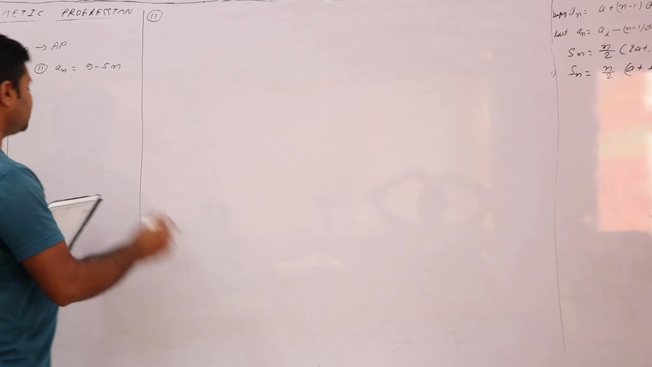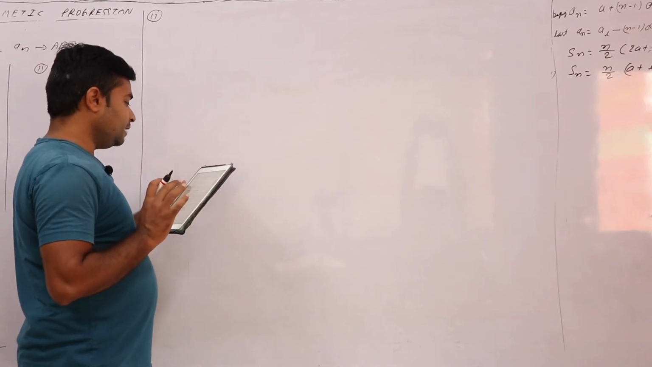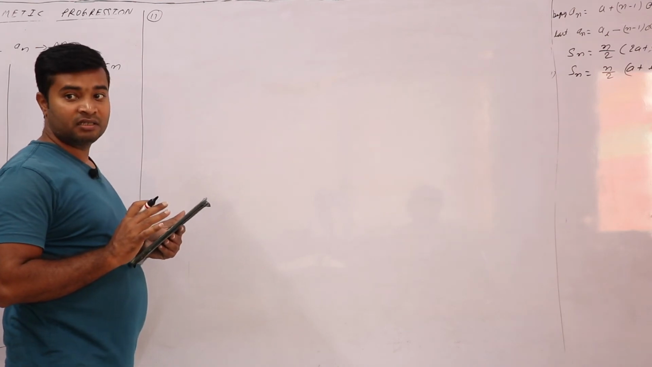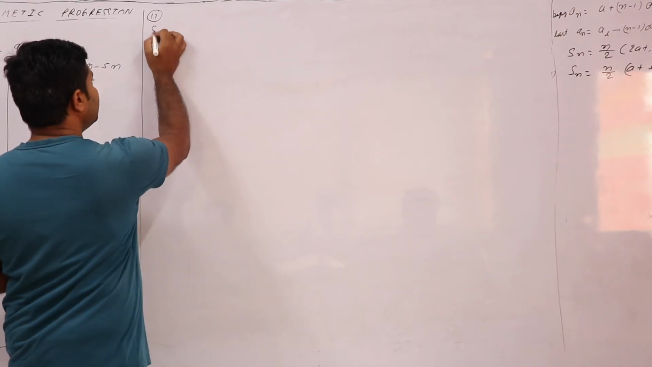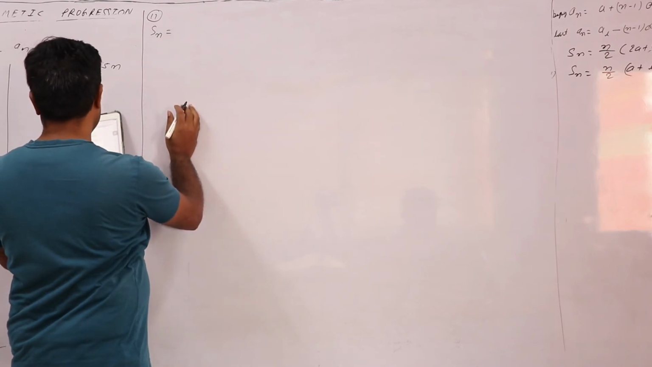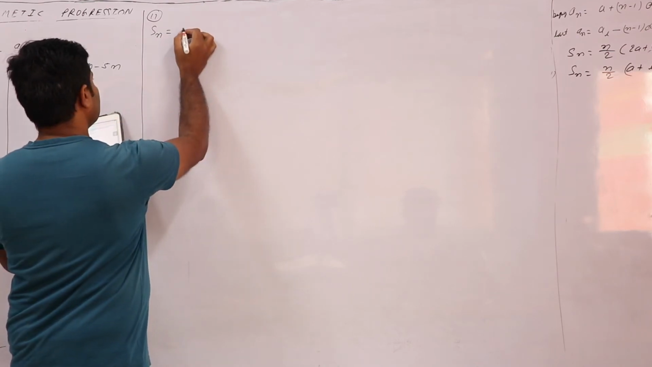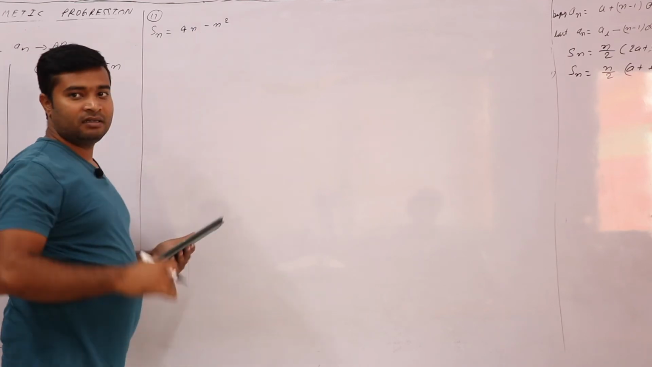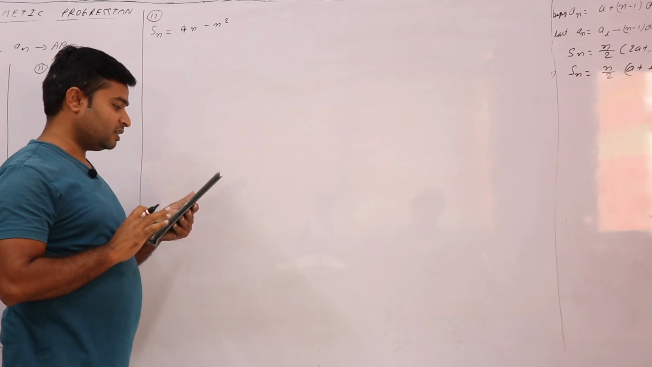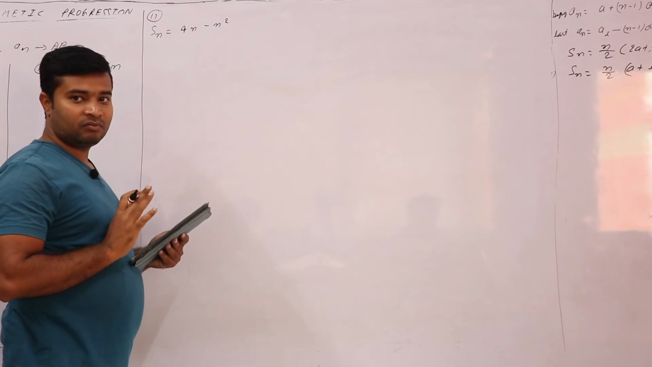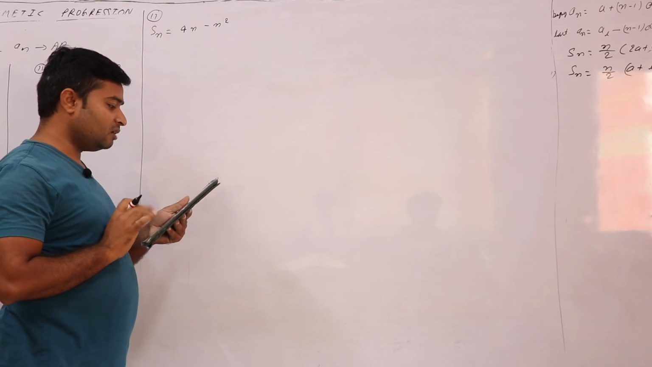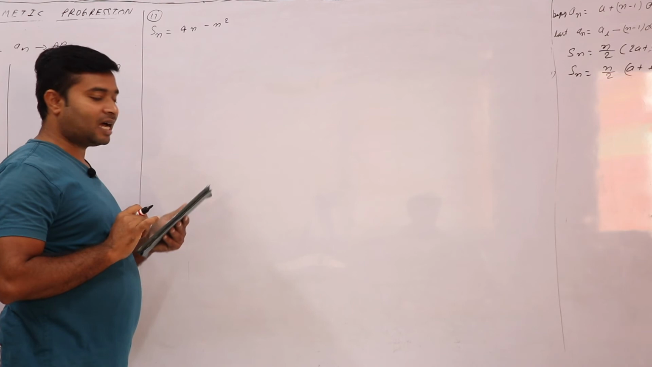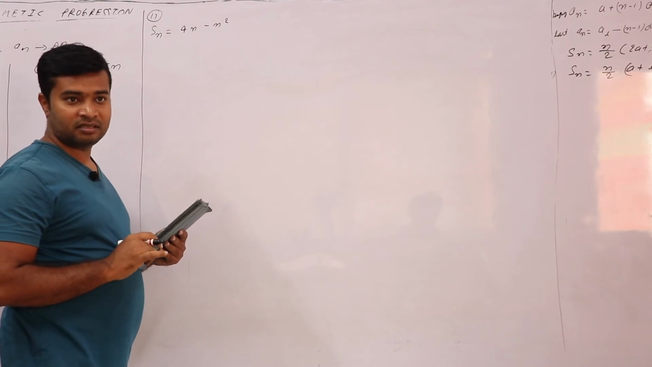Question number 11. It says if the sum of the first n terms of an AP, Sn, is given as 4n minus n square. What is the first term? How will we find the first term now? That is asking for S1.